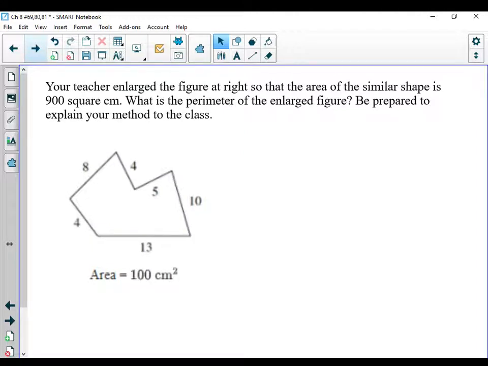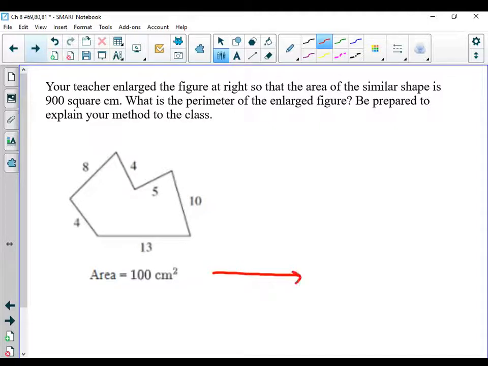All right, one more question here. Your teacher enlarged the figure at the right, which is really below, so that the area of the similar shape is 900 square centimeters. We want to know, well, what's the perimeter of the enlarged figure? All right, so they're saying, I've got this figure right now. It has an area of 100 square centimeters. We want to find out, well, what's the perimeter of the enlarged figure that we're going to create? So we're creating this new figure, and this new figure has an area of 900 square centimeters. Or in other words, we multiply by 9.